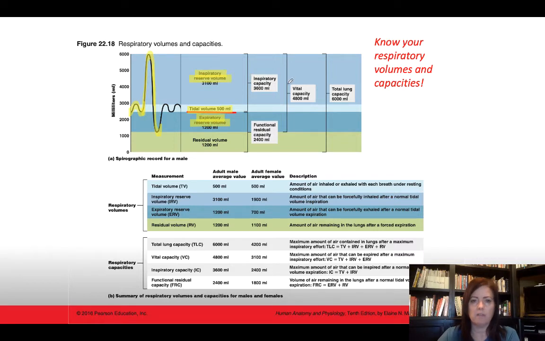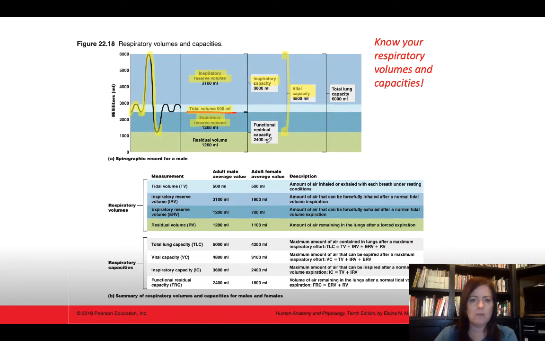We can take all of these and add them together and create these capacities. Our inspiratory capacity is going to be our tidal volume plus our inspiratory reserve volume. It's how much air can you move in at any point in time? What's the capacity of your inspiration? And then vital capacity is going to be inspiratory reserve plus tidal volume plus your expiratory reserve. So it's basically, how much air can you possibly move in and out of your lungs with these big breaths in and these big breaths out? That's your vital capacity. That's how much air you have access to.